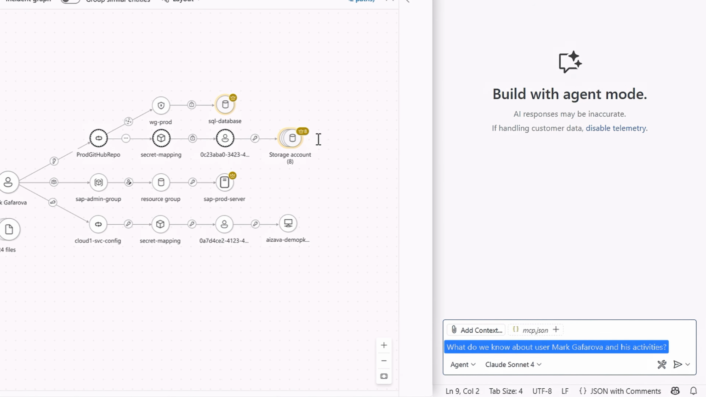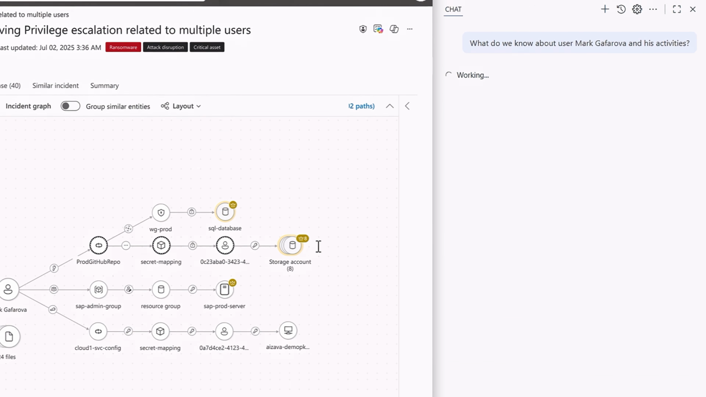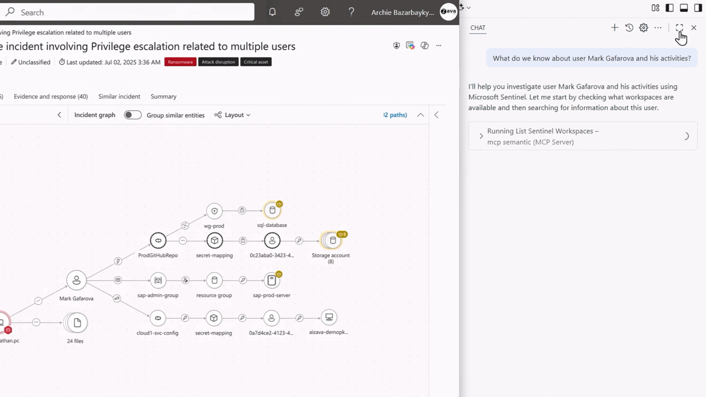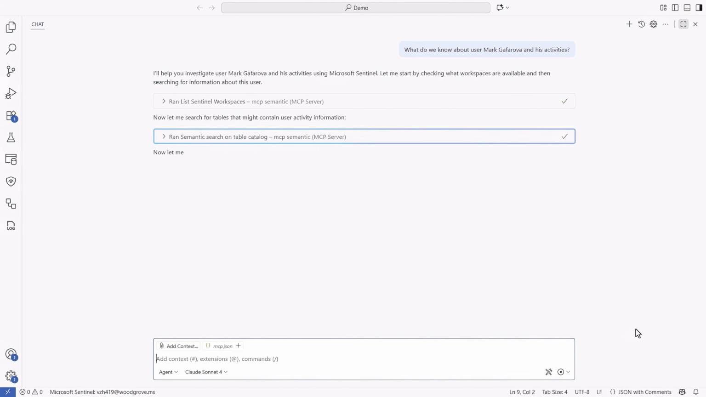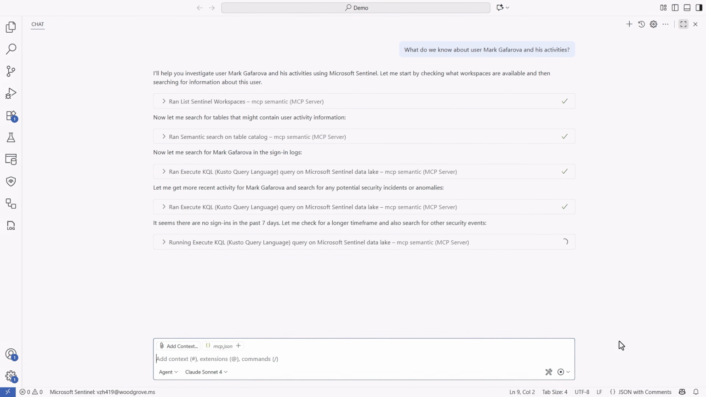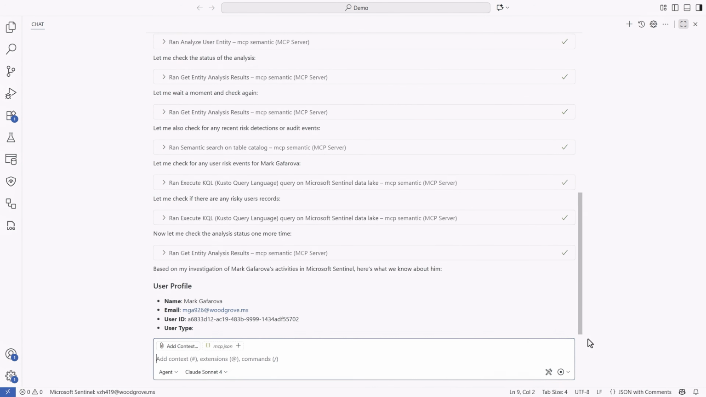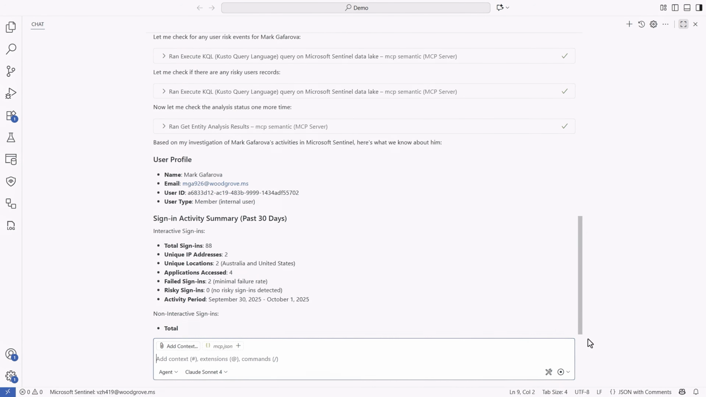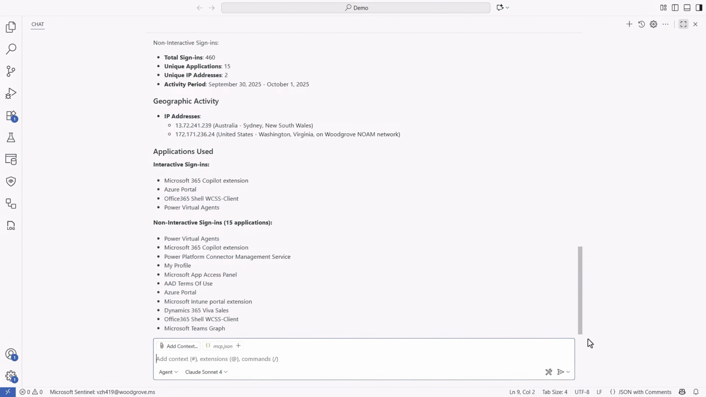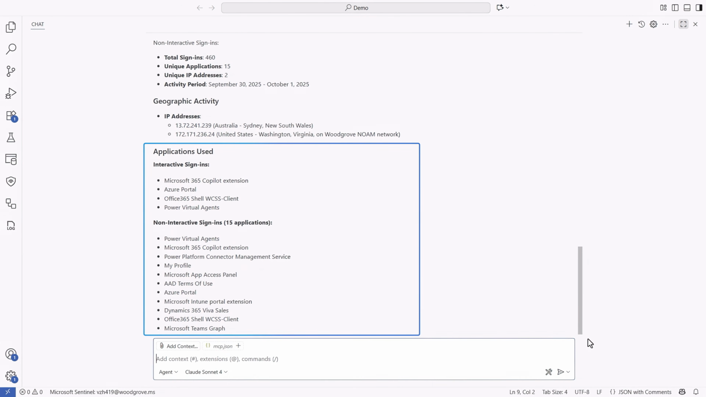I'll ask, what do we know about user Mark Gafarova and his actions? And as you can see, this agent first connects to the MCP server, then performs a series of semantic searches and Kusto queries, then reasons over the retrieved data to analyze the user's activities and checks for risk events across connected services. And we can see it's found all of Mark's recent activities, and we know more about his activities before we revoke his access to resources.